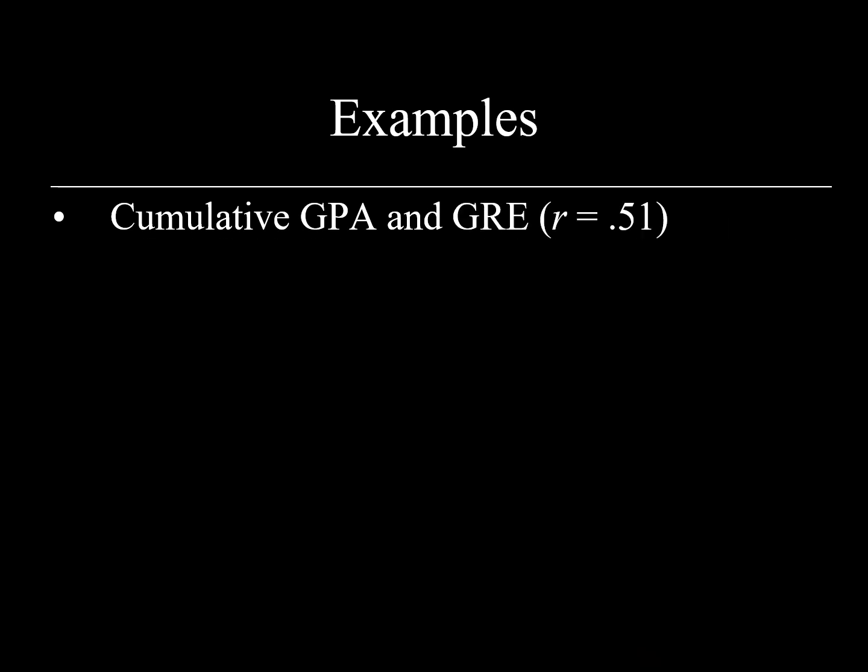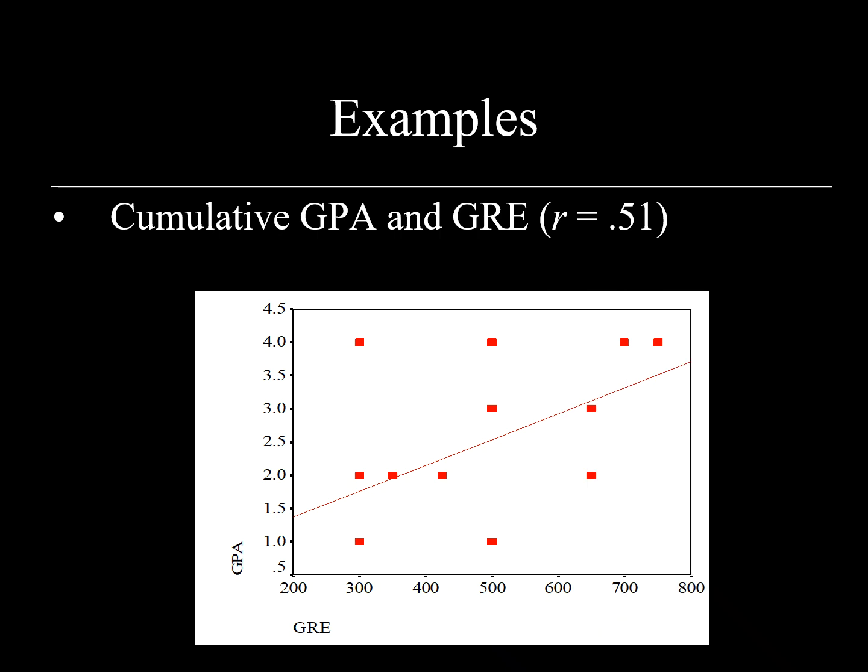Now let's look at cumulative GPA and GRE in graduate students. Here we see an R of 0.51. This is the relationship between someone's individual GPA and their GRE scores, and we see a stronger relationship. This is a positive relationship because there isn't a negative sign. As GRE scores go up, we see an increase in GPA as well. Again, one point represents one person. This person had a GRE of 500 and a GPA of 4.